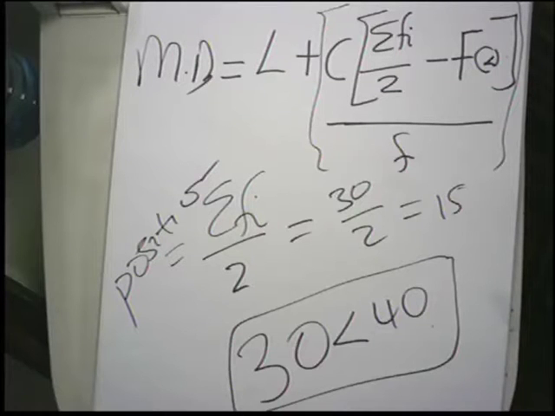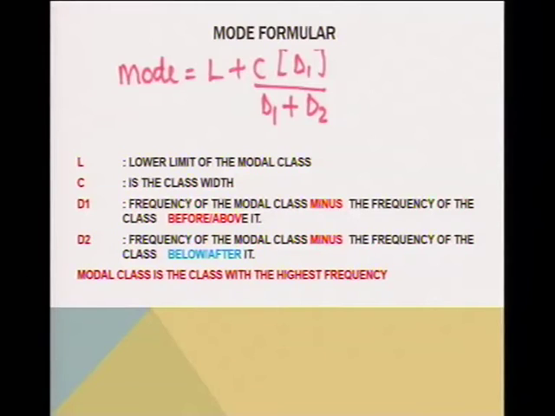We move on to the mode. Some of you are starting to freak out, thinking these formulas are difficult. The formulas are already given to you. You just need to use them. So there's no need to panic, okay? I have also defined for you what L, C, D1 and D2 are. And how do we get the modal class? The class with the highest frequency is your modal class.